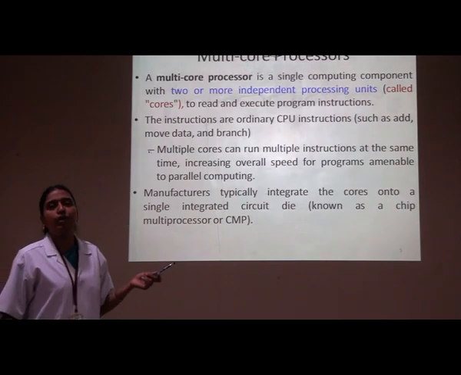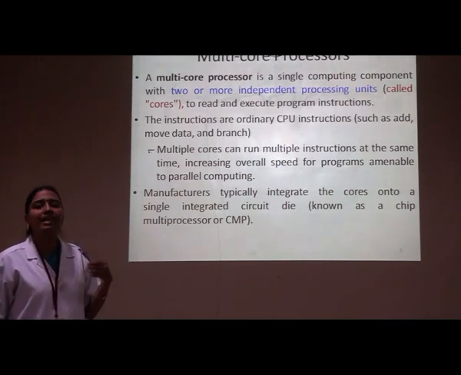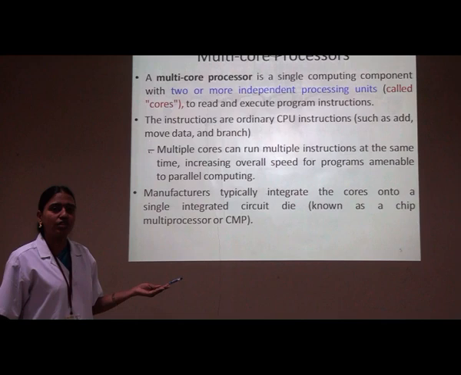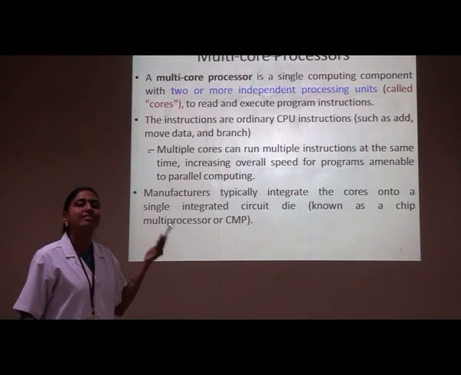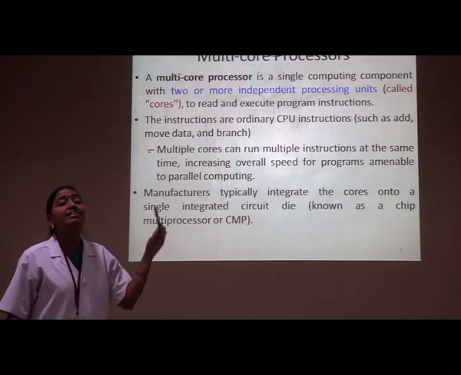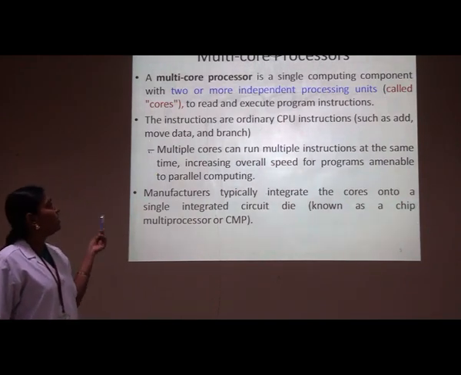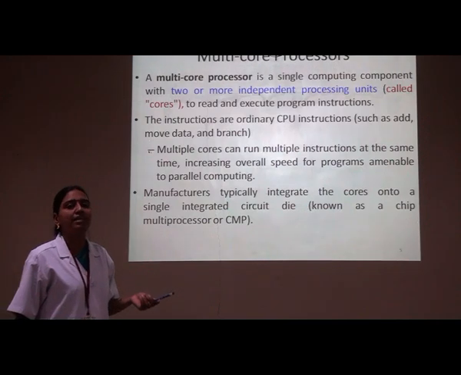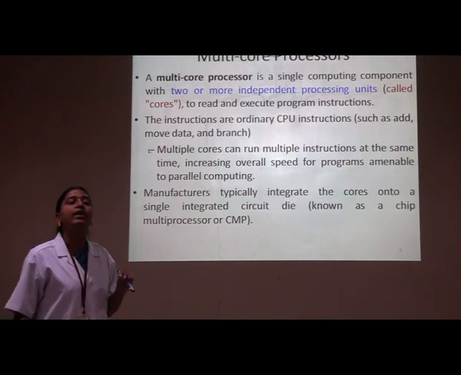What is a multi-core processor? It is a single computing component which consists of many independent components. All the independent components work for you. What work are we going to provide here? The normal CPU instructions. It can be an add instruction, move data, or a branch instruction. Anything can be given to your single core when it is embedded into a single chip. Here, you can embed multiple cores on a single chip, and so we can execute multiple instructions in parallel. We implement it in order to increase the speed of our programs.